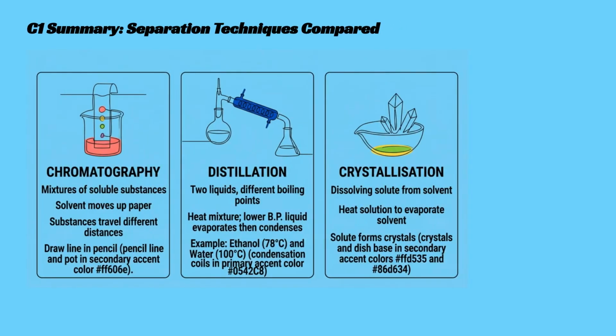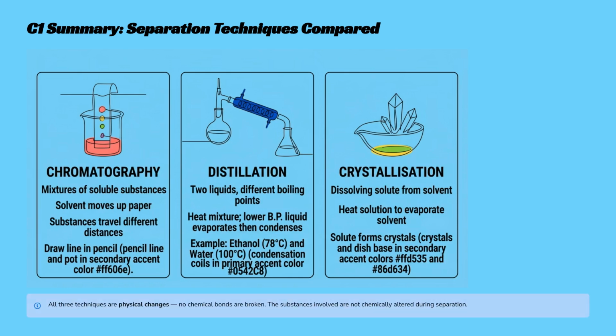A comparison of separation techniques. Chromatography separates based on solubility, distillation on different boiling points, and crystallization involves evaporating the solvent. All are physical changes, preserving chemical bonds.